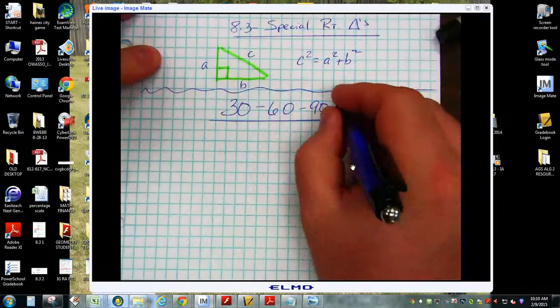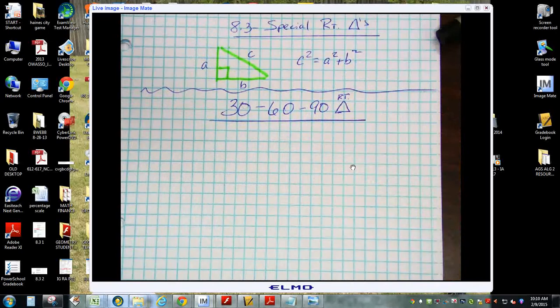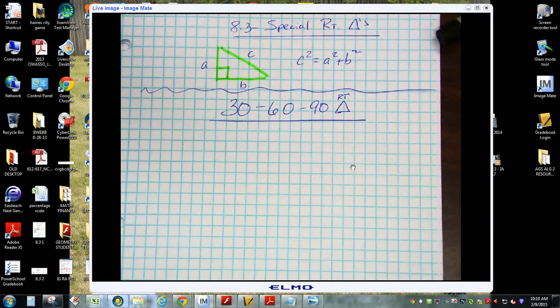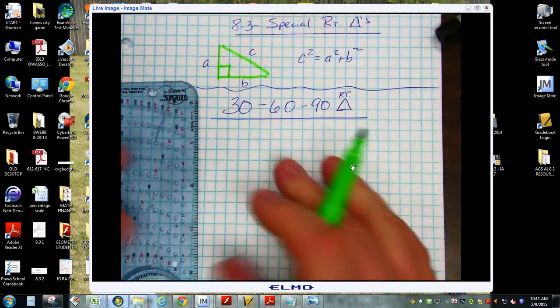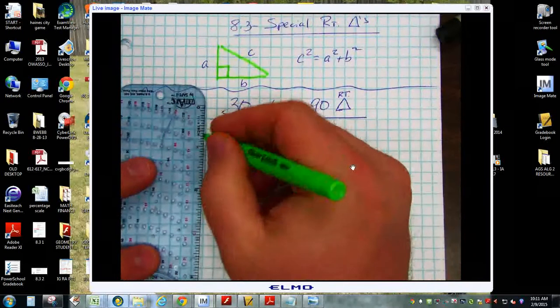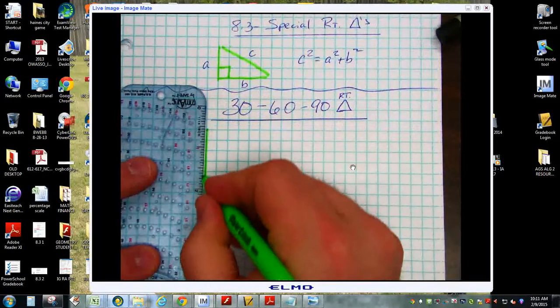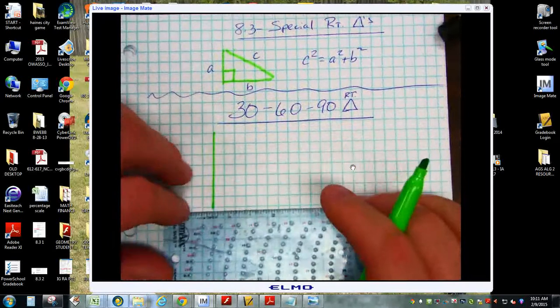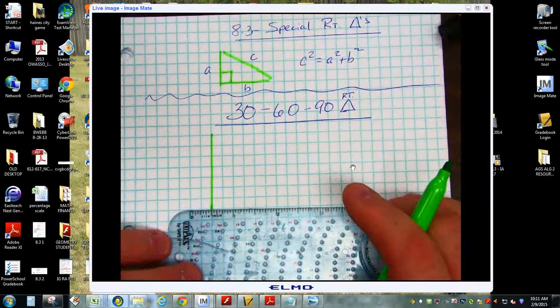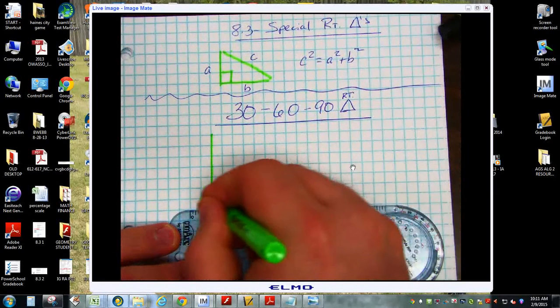Why do you think it's called a 30, 60, 90? I guess you could say right is being kind of redundant, but a 30, 60, 90 right triangle. Does anybody have a guess? That equals 180. So what do you think the 30, 60, 90 has to do with? The angles inside of the triangle. The things we're going to learn today only work for this specific type of triangle. So you can't just say, okay, I've got a right triangle, I can use this. You have to have that specific type of triangle. This one, 30, 60, 90.